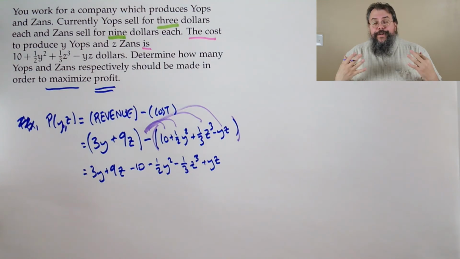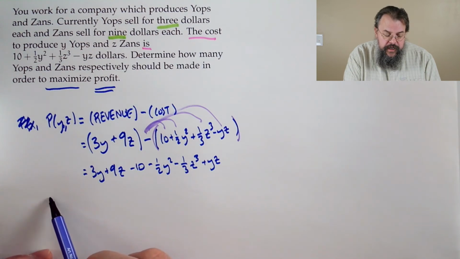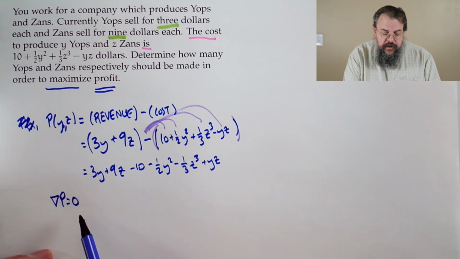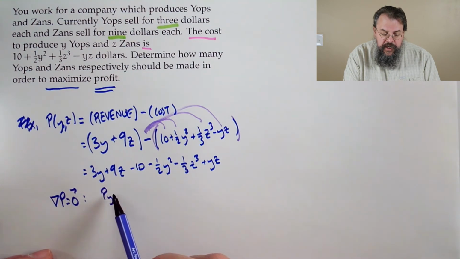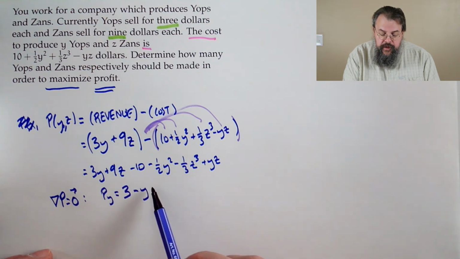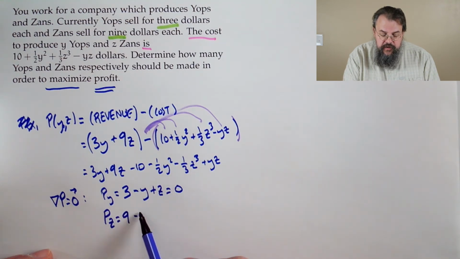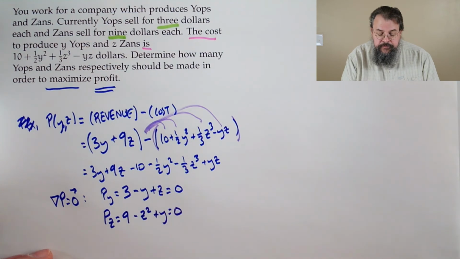So we say, hey, we know how to optimize. Now we're going to look for where our gradient equals 0. Okay, great. So we're going to look at our p sub y, and we have 3 minus y, plus z equals 0. And our p sub z, well, that'd be 9 minus z squared plus y equals 0.